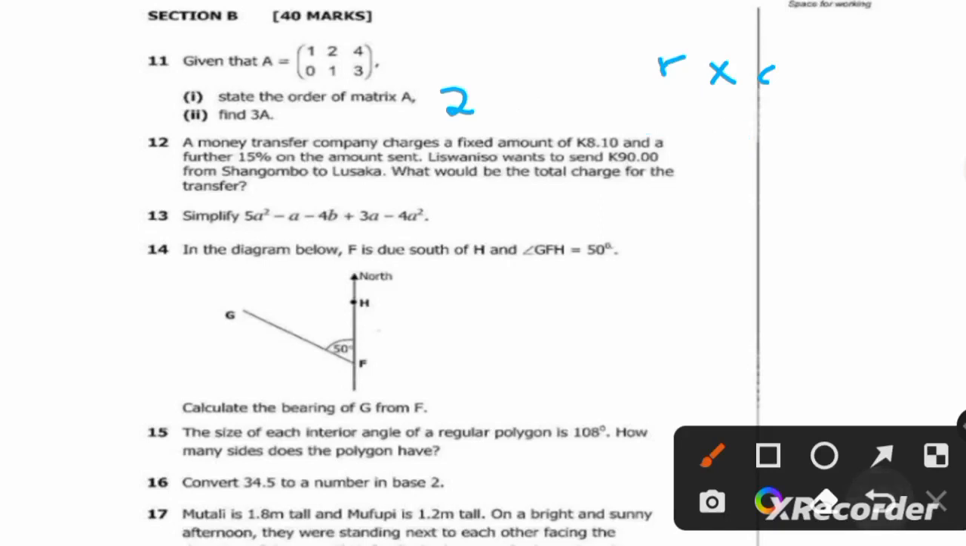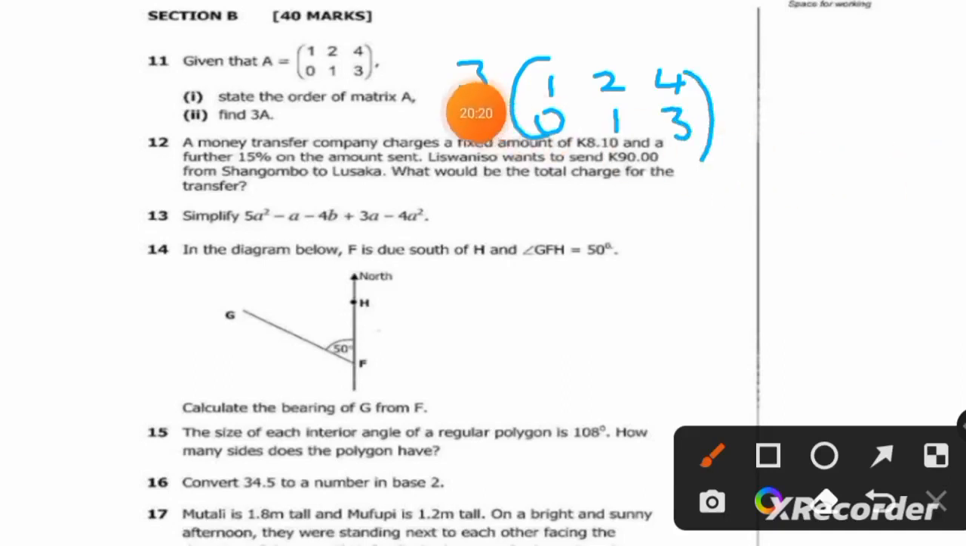Question 11, Roman numeral 2. Find 3A. So where there is A, we are going to write matrix A. So matrix A, we have 1, 2, 4, 0, 1, 3.